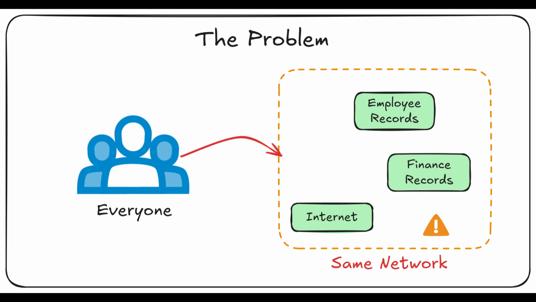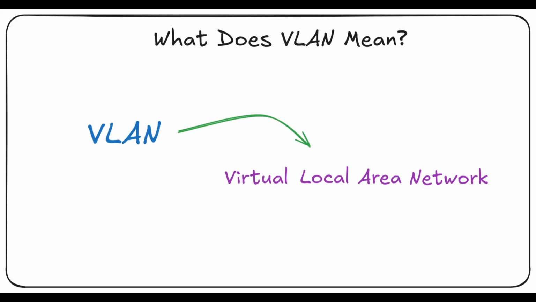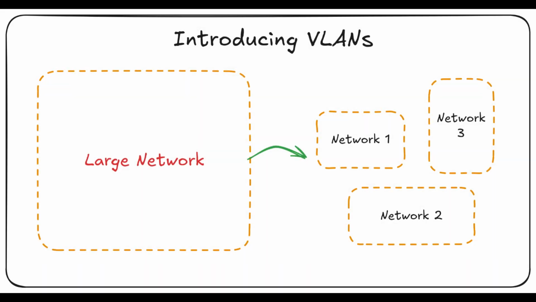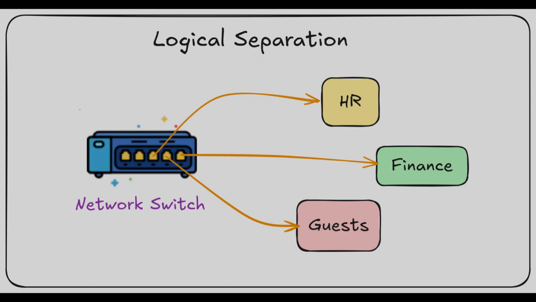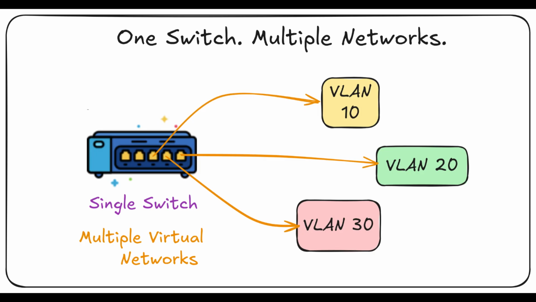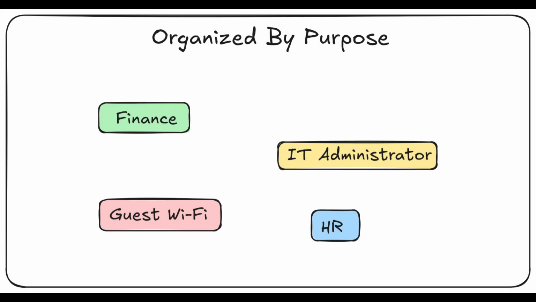This is where VLANs come in. VLAN stands for Virtual Local Area Network. A VLAN allows network administrators to logically separate devices into different networks, even when those devices are connected to the same switches. Think of a VLAN as creating multiple smaller networks inside a larger network. Instead of placing everyone in the same group, devices can be organized based on their purpose.